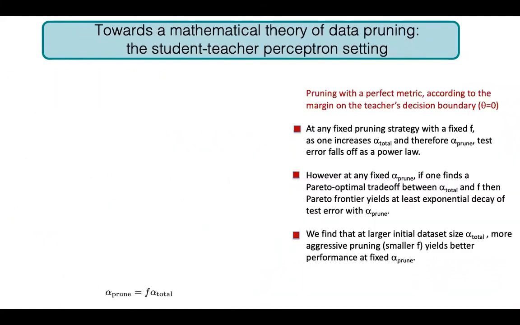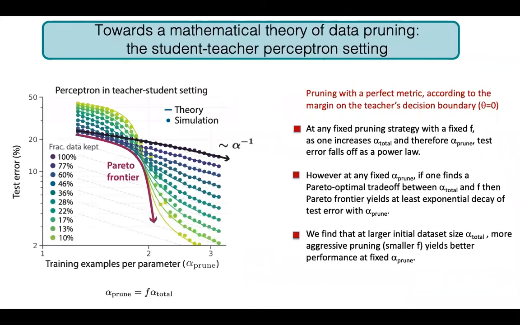So then this allows us to analytically compute the test error as a joint function of alpha total and f. That's what's plotted here, where we plot the test error as a function of alpha prune. For any given alpha prune, there are many ways to get to it. For example, you could have f equals one, and you just keep all the data. That's this curve, so that's like no pruning at all. It's well known that this exhibits power law scaling with an exponent of negative one. Or you could start with a larger alpha total and do more aggressive pruning to get the same alpha prune. And that's going down here.